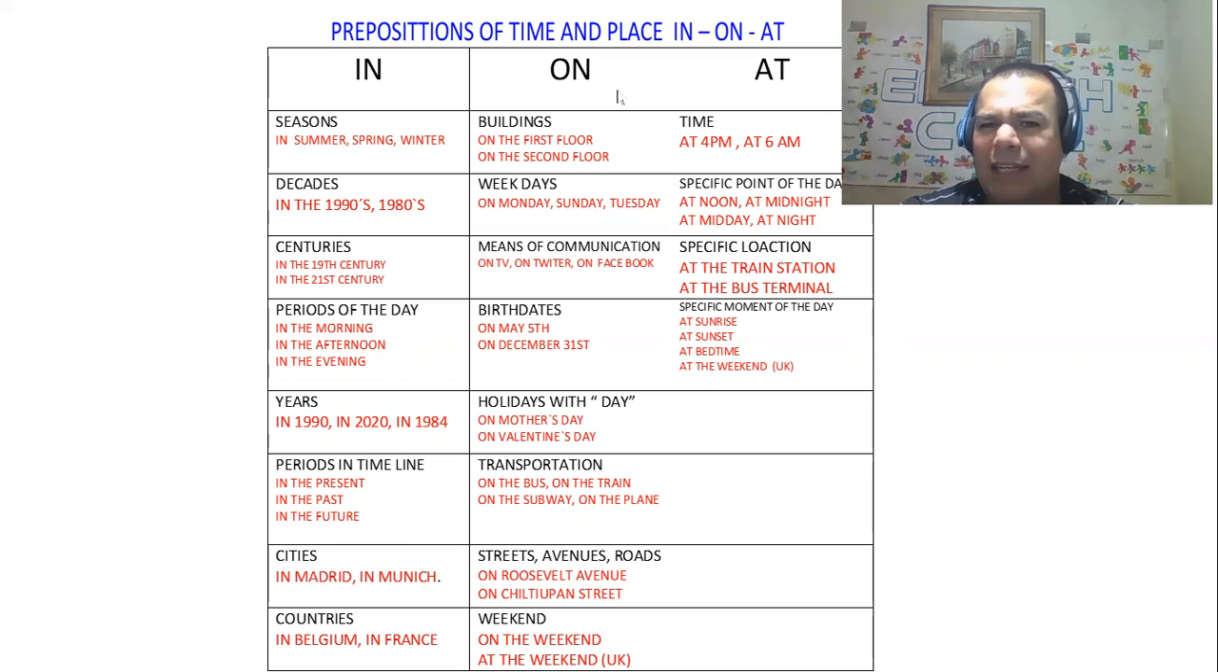Next one, on. This is smaller than the preposition in. And we also have categories where we use it: buildings, weekdays, means of communication, birth dates, holidays with a big day, transportation, streets, avenues, roads, and also the expression weekend. Let's see it. Buildings, when do we use on? When we are on the different floors. Example: on the first floor, on the second floor.